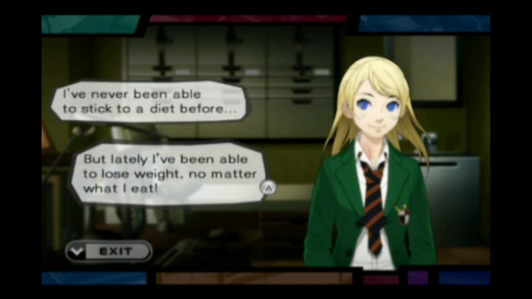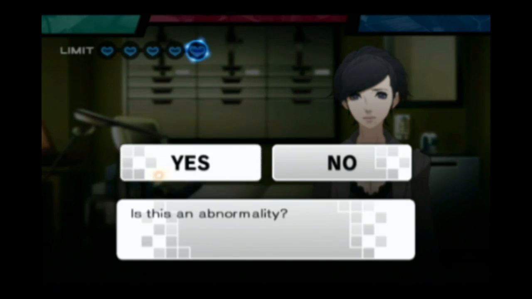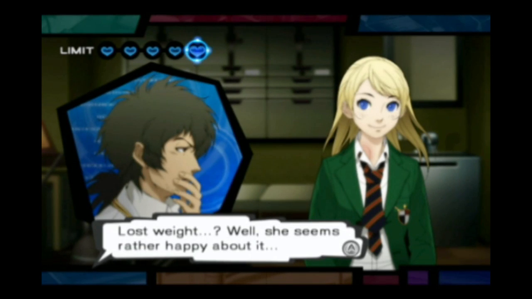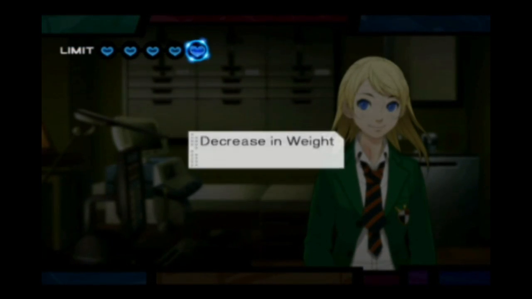Listen carefully through the dialogue sequences, where you will be asked whether what your patient is saying is considered a symptom or not. There are times where your patient won't say exactly what's wrong with them, so you'll need to read between the lines to uncover what they're trying to avoid telling you.